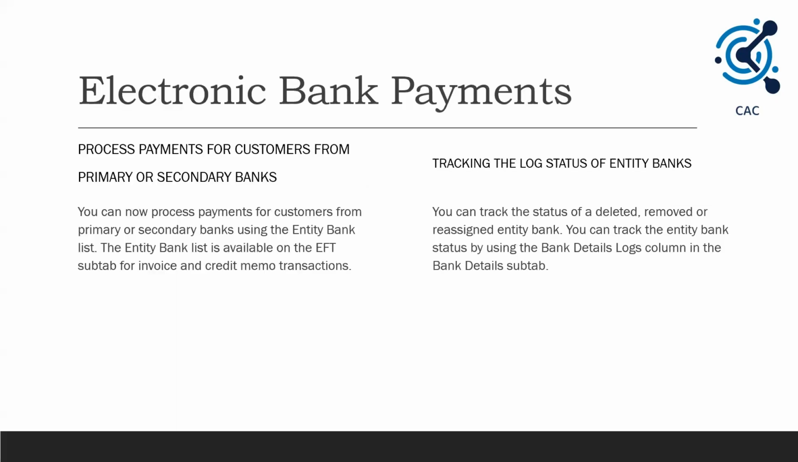Electronic bank payments. Now you can process payments for customers from primary or secondary banks. You can now process payments using the entity bank list. The entity bank list is available on the EFT subtab for invoice and credit memo transactions. So multiple options there now.